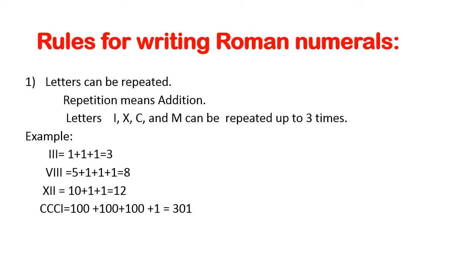Then C, C, C, I: the value of C is 100, so 100 plus 100 plus 100 plus 1 is equal to 301. Then M, M, X, X: the value of M is 1000, X is 10, so 1000 plus 1000 plus 10 plus 10 is equal to 2020. Now we move on to our next rule.